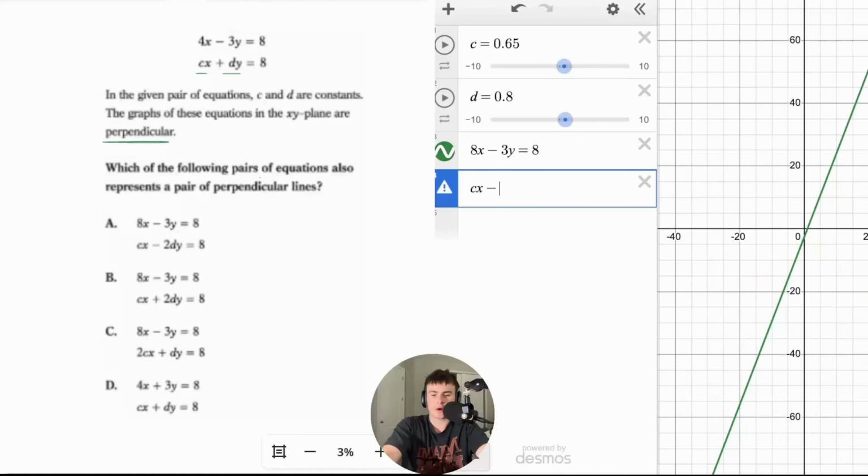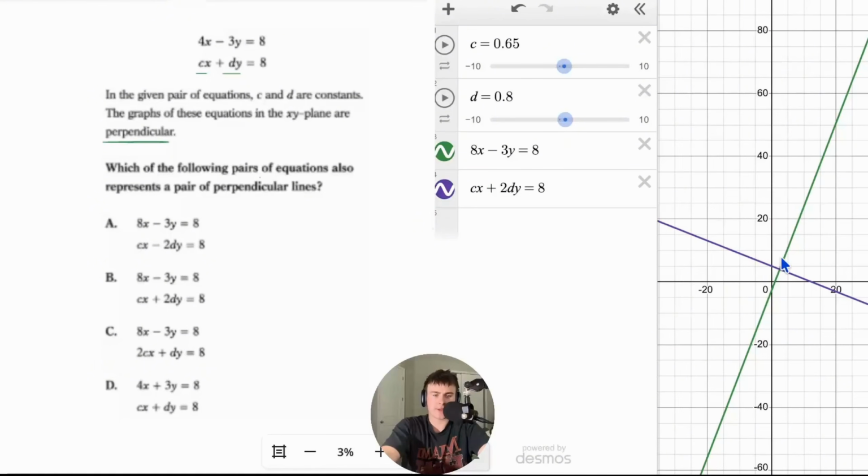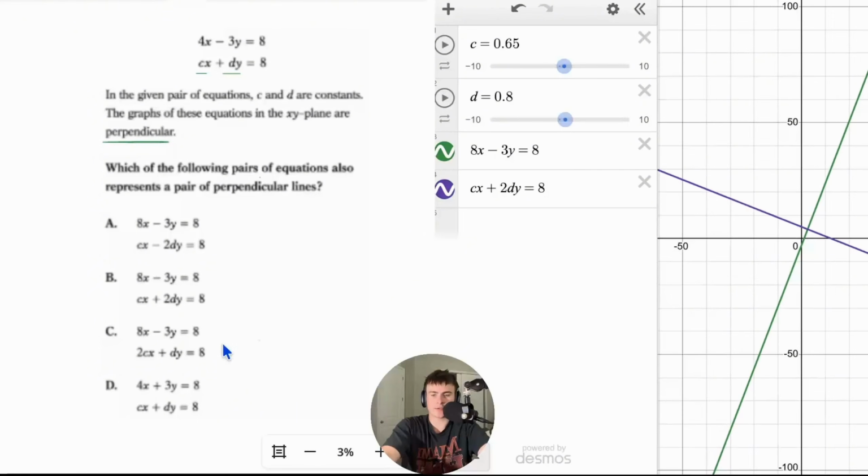So 2 dy equals 8. These are not 90, not even close. That's ridiculous. So it's not A. B is a plus symbol, and that is 90, clearly. That is clearly 90, so the answer is B.